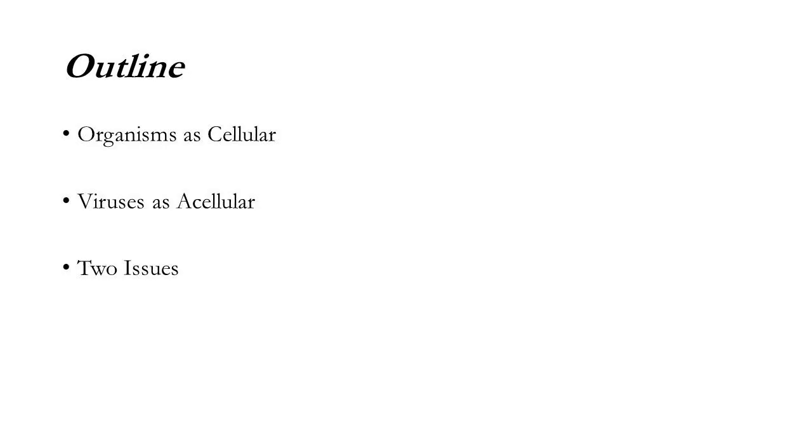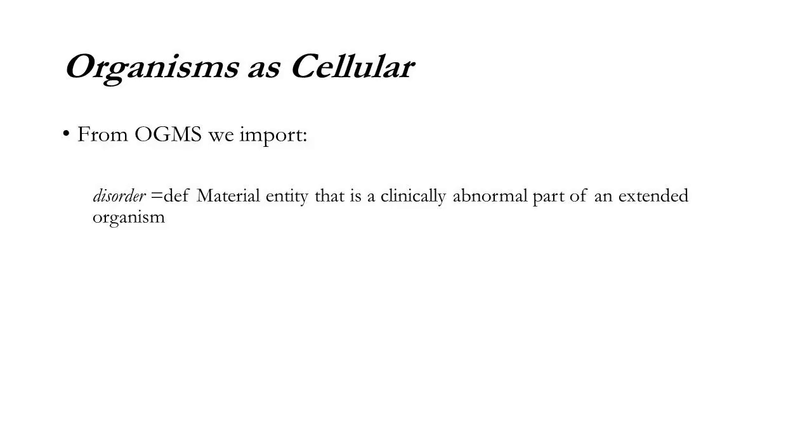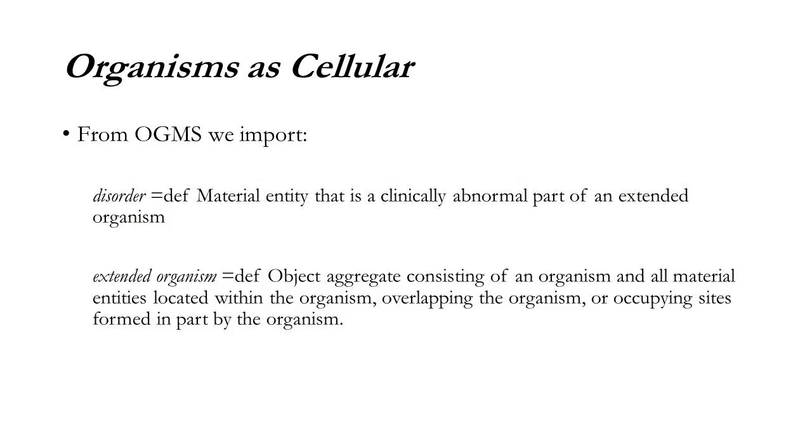So first thing to note, it's worth pointing out that organisms are cellular. You'll see why in a minute. From OGMS, we import in the virus infectious disease ontology the term disorder, which is a material entity that's clinically abnormal, and it's part of an extended organism. Now, what is an extended organism? Well, it's a group or collection aggregate consisting of an organism and all the material entities located in it, overlapping it, or occupying sites formed by it. That's lots of stuff potentially.